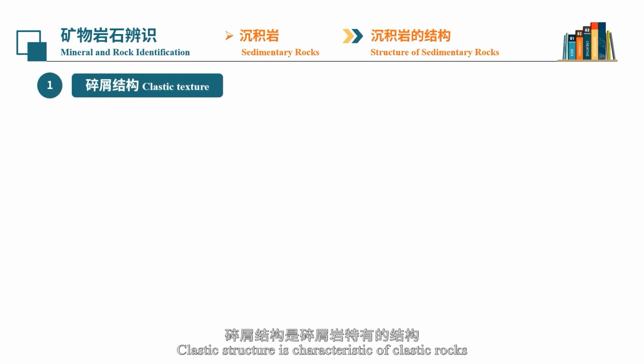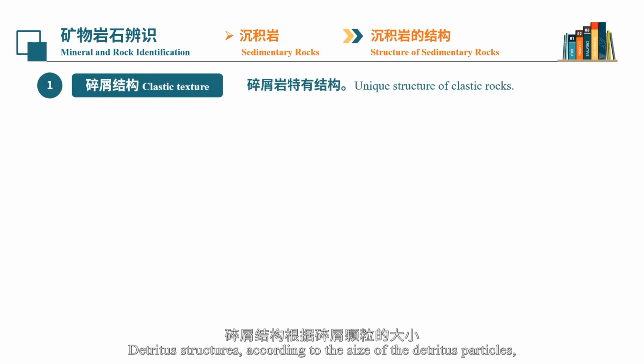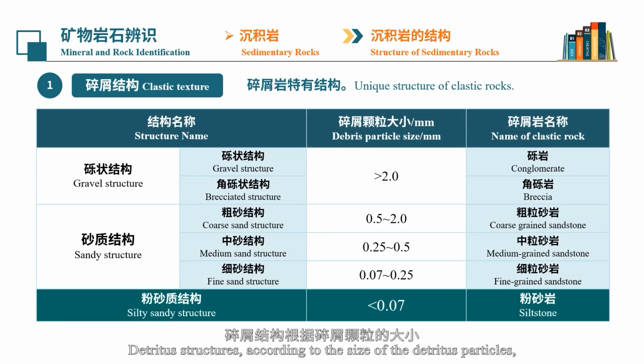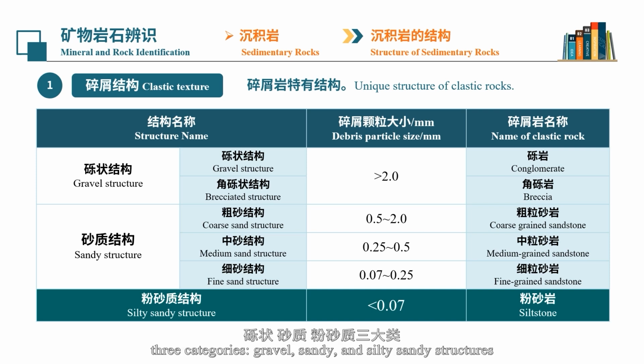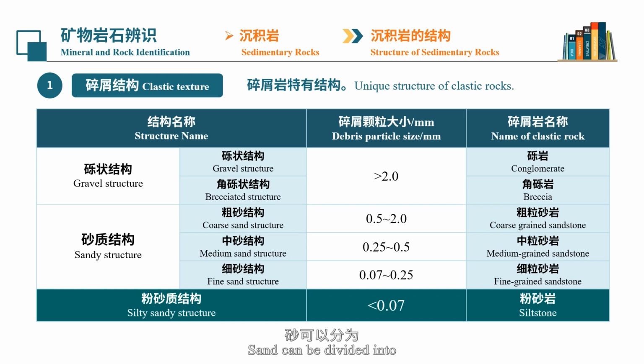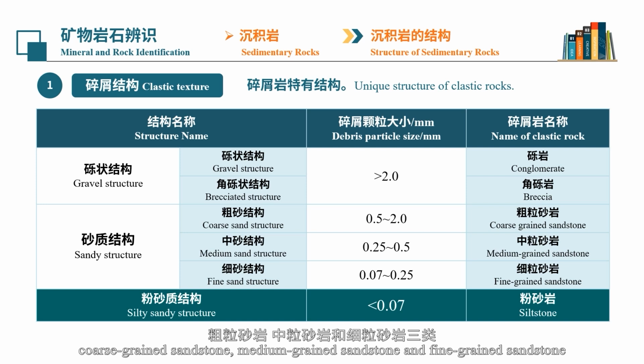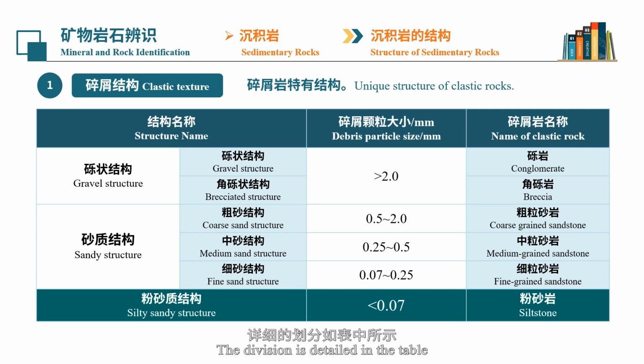Clastic structure is characteristic of clastic rocks. Clastic structures, according to the size of the detritus particles, can also be divided into three categories: gravel, sandy, and silty sandy structures. These three categories depend on the size of particles. It can be further subdivided. Gravel can be divided into conglomerate and breccia. Sand can be divided into coarse-grained sandstone, medium-grained sandstone, and fine-grained sandstone. The division is detailed in the table.